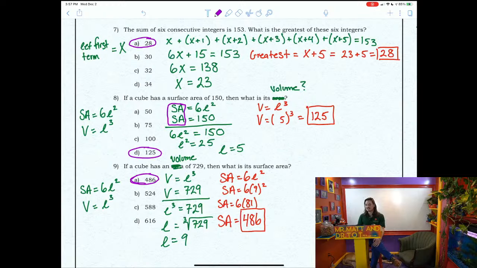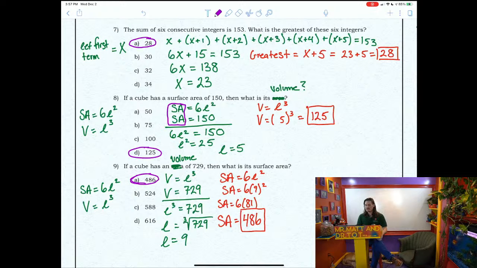Dividing by 6, I get side length squared is equal to 25. Taking the square root of both sides, I'll find that the side length of this cube is 5. Once I have side length, I can plug that back into the volume formula. So volume is equal to side length cubed. So the volume of this cube is going to be 5 cubed. 5 cubed is 5 times 5, which is 25, times 5, which is 125. So the answer to number 8 is D.